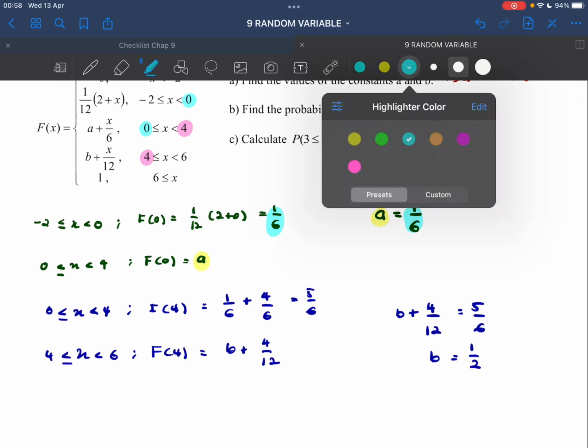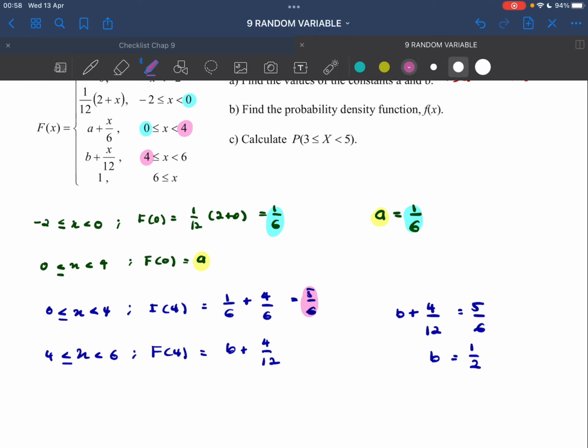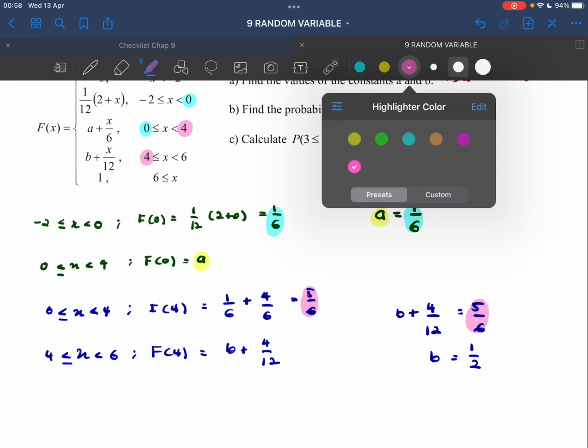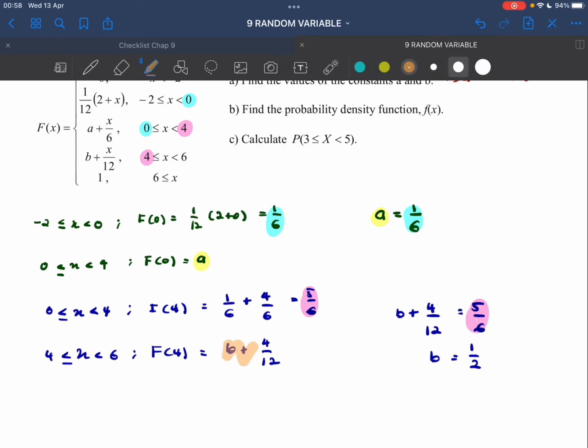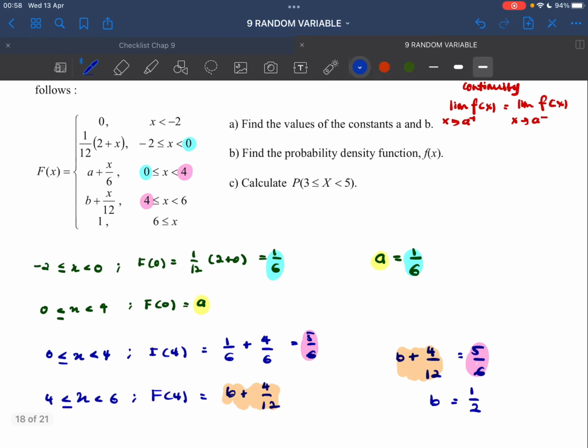Okay, so this is 5 over 6, and this is b plus 4 over 12. Right. So now we already found our a and b, so we can change the function here. This is 1 over 6, this is 1 over 2. Okay, now let's see the next question.